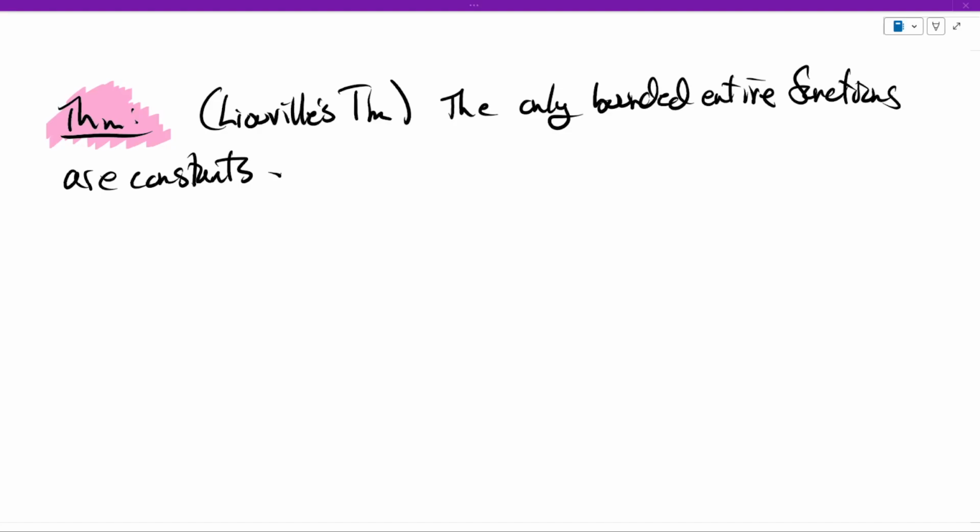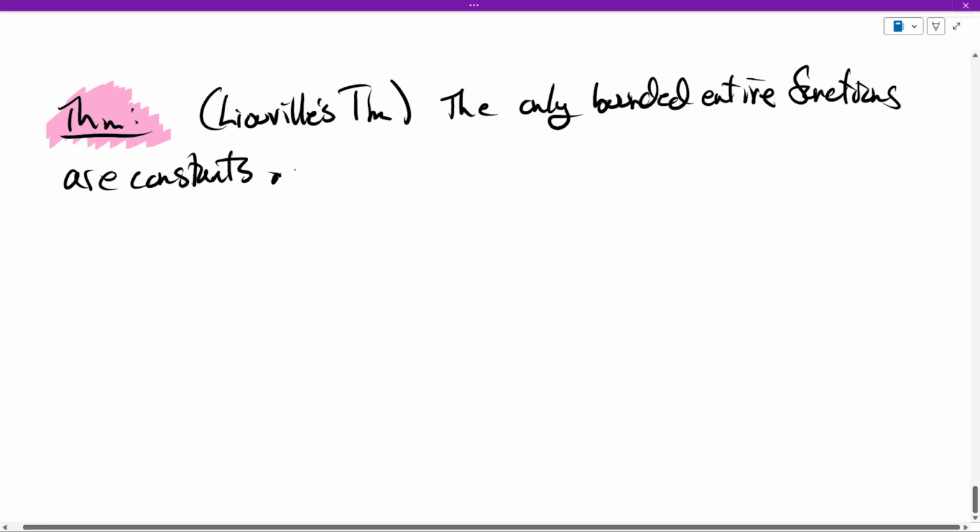We are now going to look at Liouville's theorem, which was originally proved by Cauchy. Liouville's theorem says that the only bounded entire functions are constants. Let's just take a moment to appreciate this theorem.